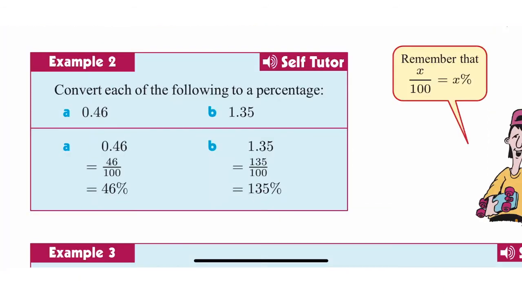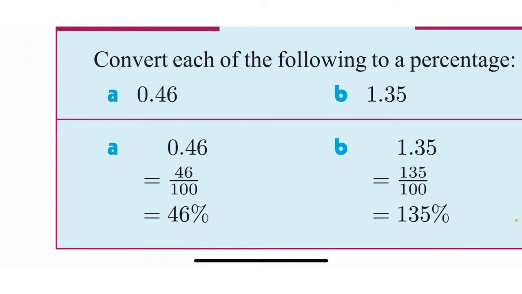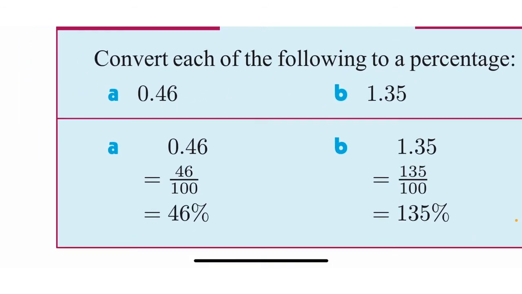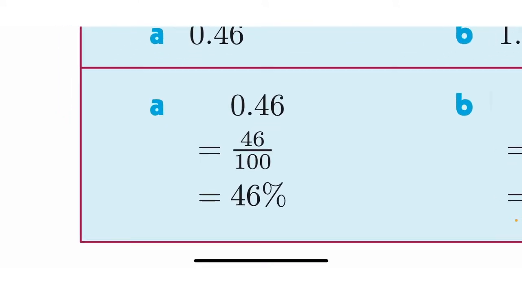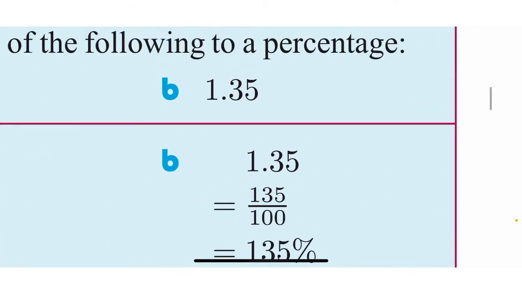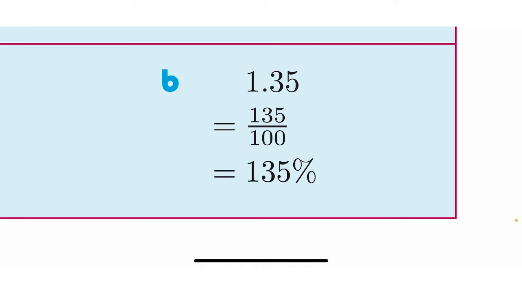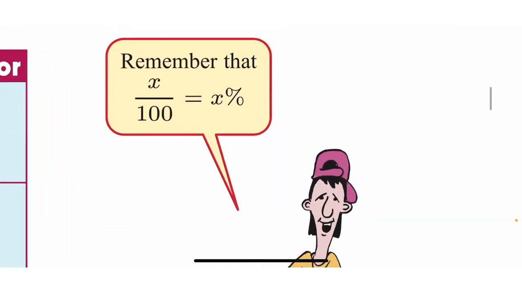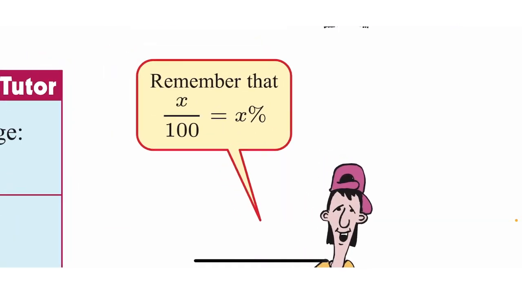Let's convert these examples to a percentage. 0.46 means 46 over 100 equals 46%. What about 1.35? It means 135 over 100. It equals 135%. Remember that x over 100 equals x%.